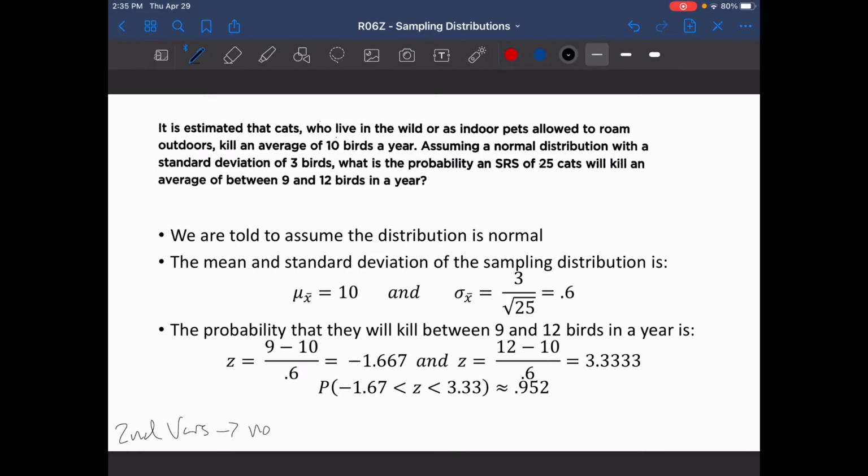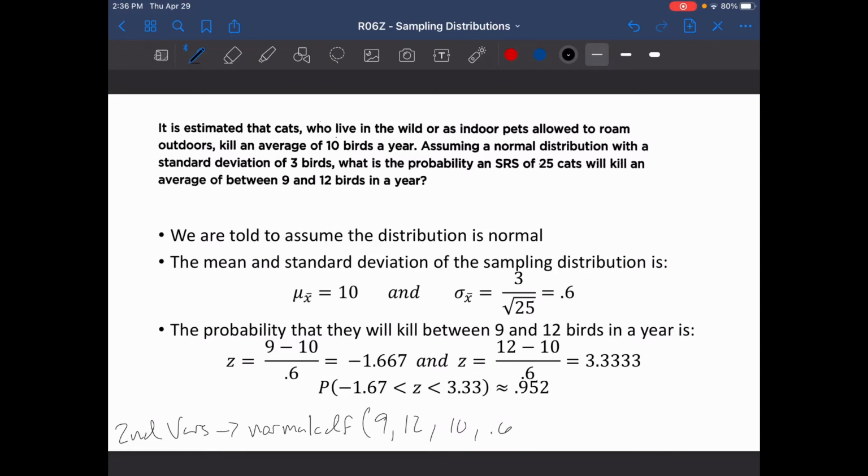Again, we can also use 2nd VARS and our normalcdf function to determine this probability. So again, if we go to 2nd VARS, our lower bound is actually going to be represented by the 9 in this case. So we can type 9 in for our lower bound. We can type 12 in for our upper bound. And then from there, our mean, again, is represented by the 10, or the population mean, and our standard deviation is represented by 0.6, because that is what we calculated in this case.